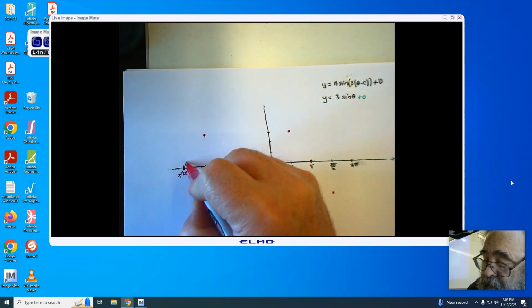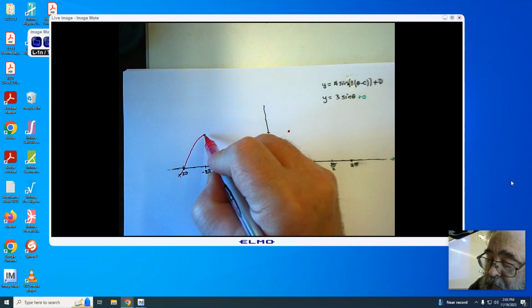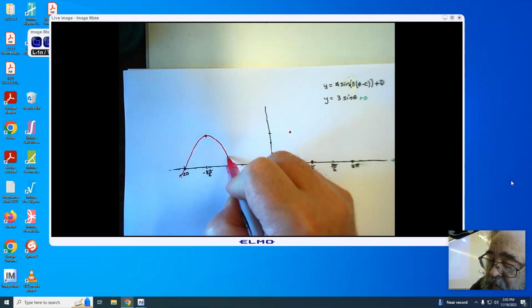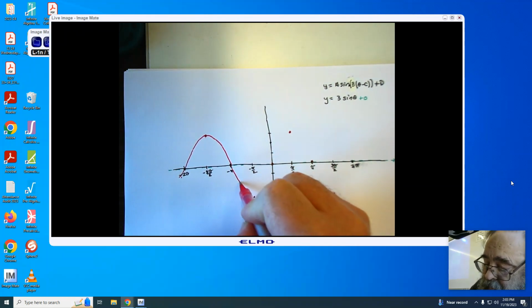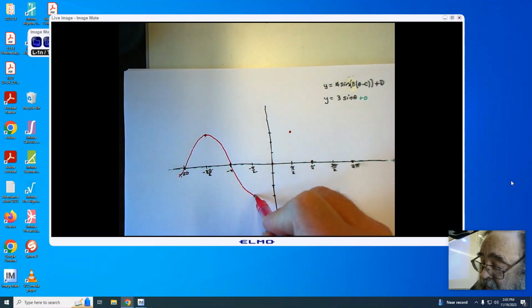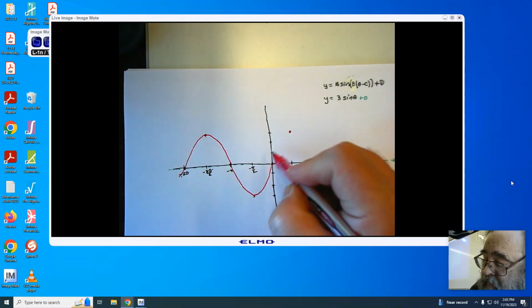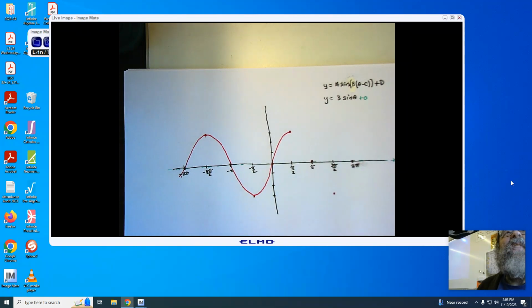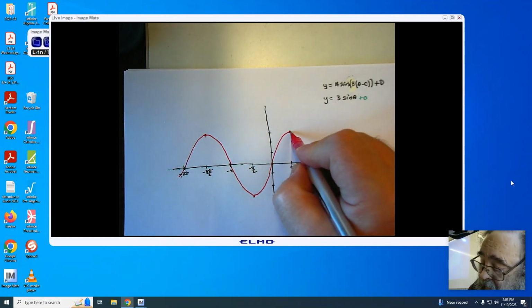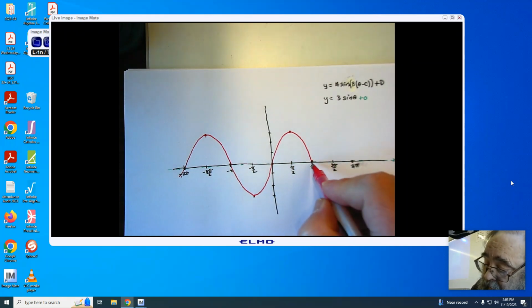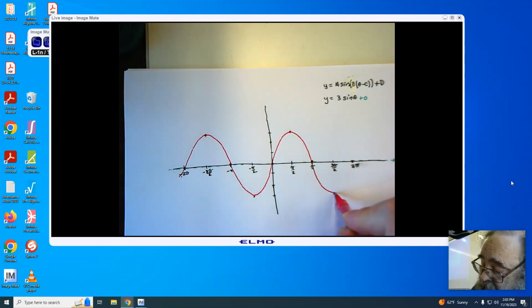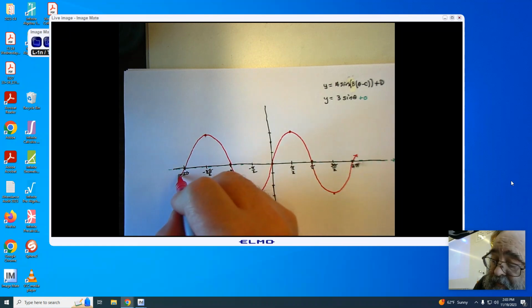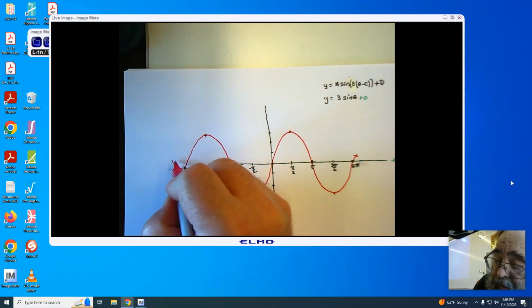So the curve goes up, and just try to make it a nice smooth curve, okay? Don't try to be perfect. You're not going to be. Just try not to make them too pointy as you go up to the top. See how it's nice and flat there? And it goes down to the 0 pi. Then we continue. And it continues up.